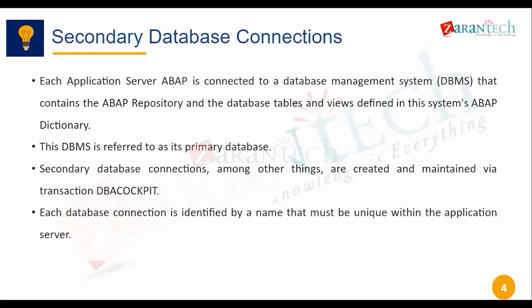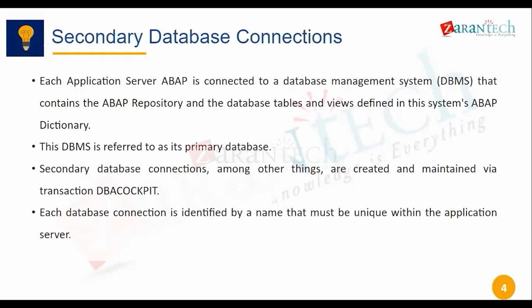So each application server ABAP is connected to the DBMS that contains the ABAP repository, right? Whatever the primary database is, MS SQL, Oracle, or anything, it does not matter to us. Once we bring in SAP HANA as a secondary database and you have set up a connection using the transaction code DBA cockpit, your system should be good to run that report on top of your secondary database, which is HANA.